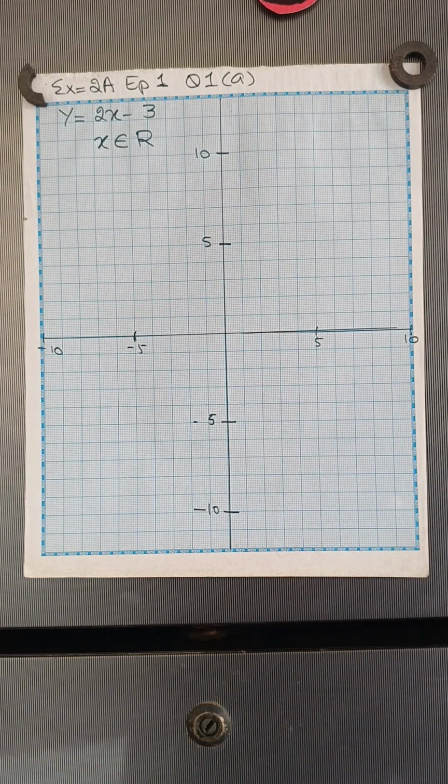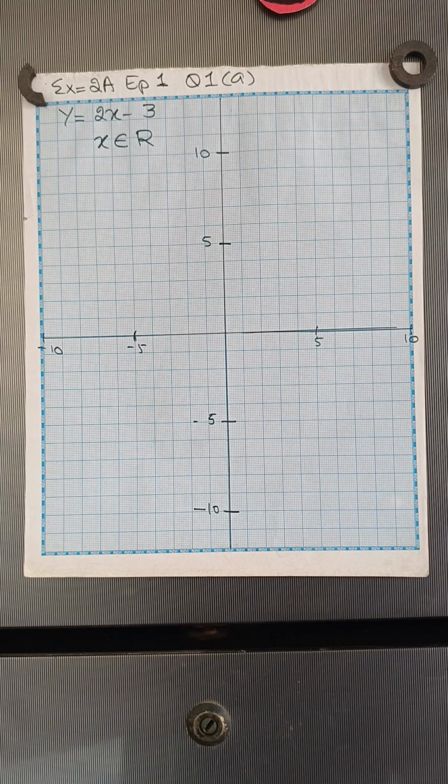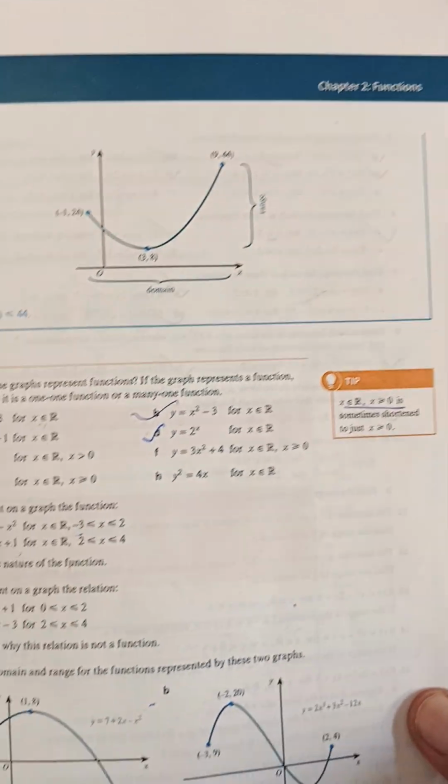And in this video, we are solving the course book of Pure Maths 1. Today, we are working on Exercise 2A. Chapter 2 is about functions, and this is our first episode on this exercise. Let me show you the question.